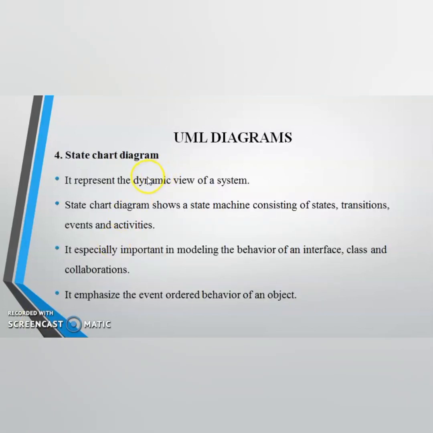The fourth diagram under behavioral is the state chart diagram. It represents the dynamic view of a system. This state chart diagram shows a state machine consisting of states, transitions, events and activities. It is mainly used for modeling the behavior of an interface, class and collaborations. The main thing here is the event-ordered behavior of an object. Actually, the event performed by an object is represented by a state.